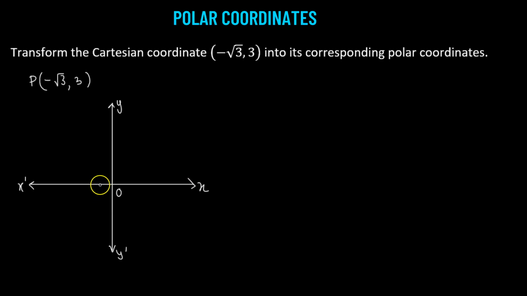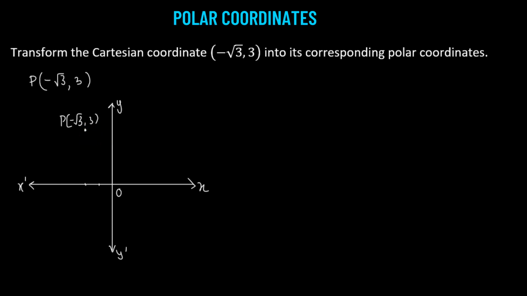We have to first go in the negative direction of the x-axis because we have −√3. Let us suppose that this particular point corresponds to −√3. From here we have to go 3 units in the positive y direction. So let's say we are at this particular point, and this is the point (−√3, 3). Fine. Now our task will be to convert this point into its polar coordinate.